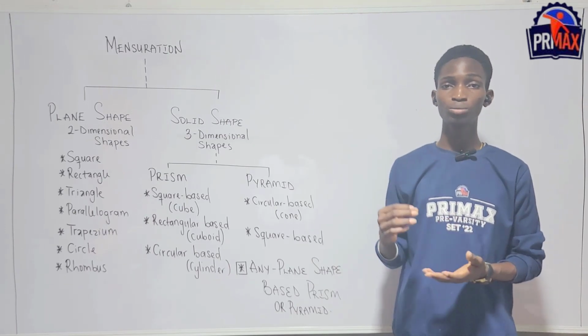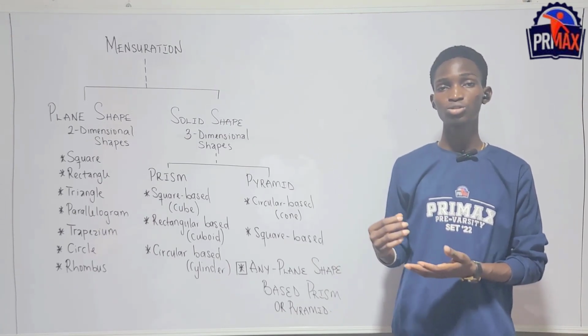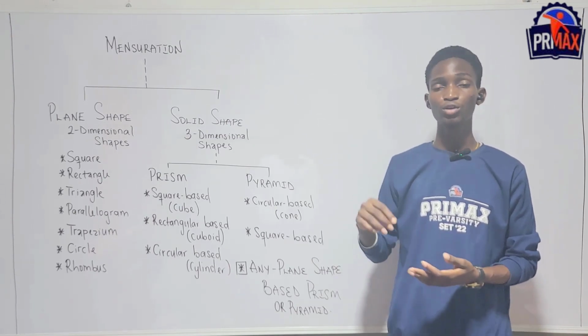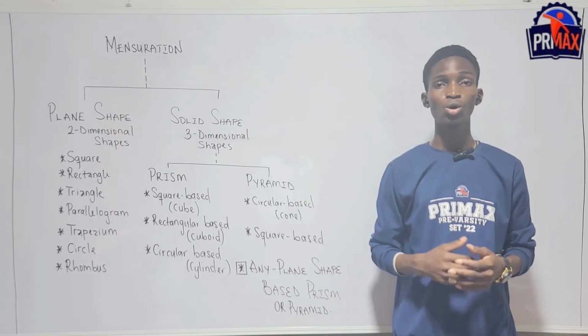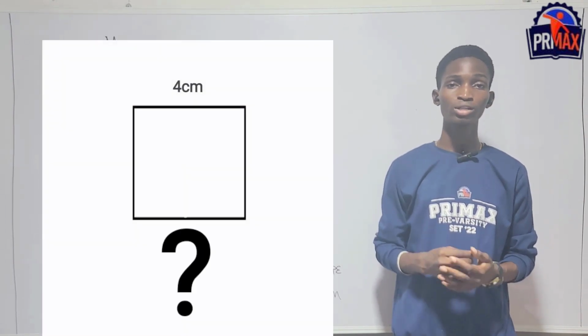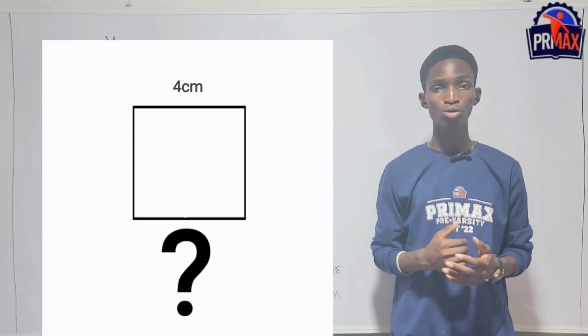So I'm going to drop this question. I will expect you guys to solve it and leave your answers in the comment section. What will be the area of a square which has sides 4 centimeters?